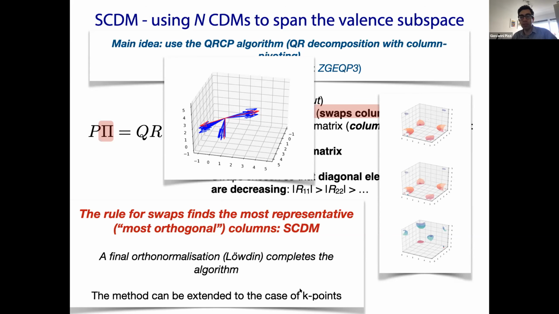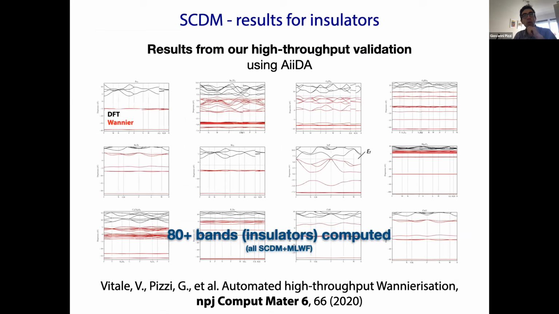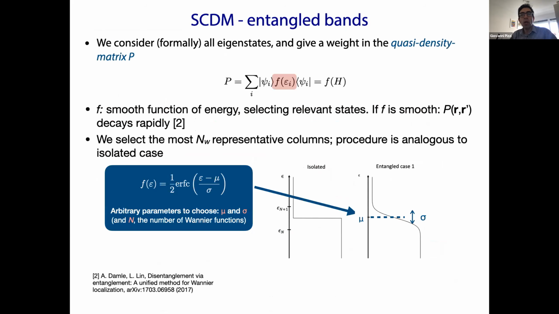So let's quickly look at some results because we're getting at the end of my talk. So we did in this paper a study on more than 80 insulators. And as you see from these plots, in essentially 78 out of 80, so 95%, the bands get very good. You see that the red is the Wannier functions, the black is the DFT. And you see in the valence band only, the red is on top of the black.